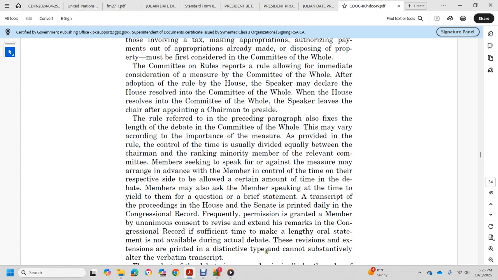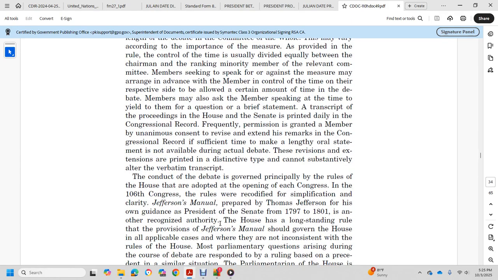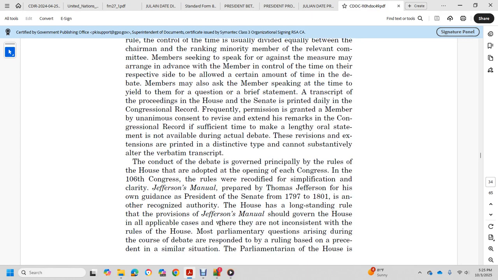The revision and extension of the printed remarks cannot be substantially altered from the verbatim transcript. Conduct of the debate is generally governed by the rules of the House, adopted at the opening of each Congress. In the 106th Congress, the rules were recodified for simplification and clarity.